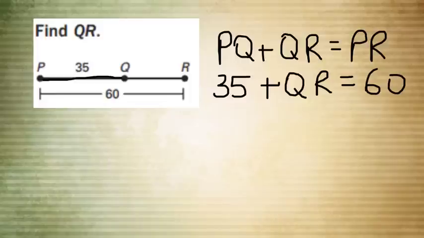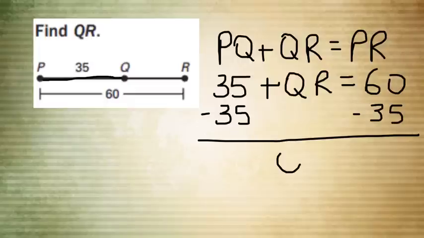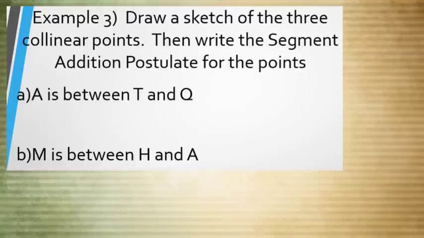So from here, now we just solve this algebraically. We're going to subtract 35 from both sides, and QR has a length of 25. So to practice the segment addition postulate, we can do this without numbers.